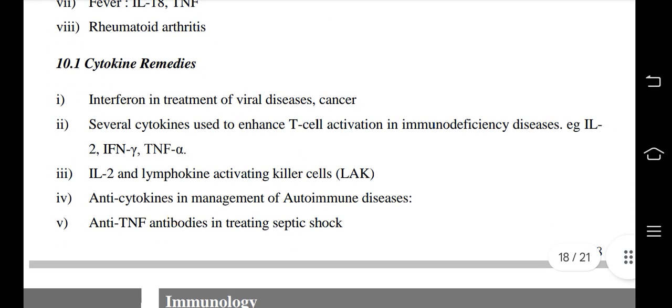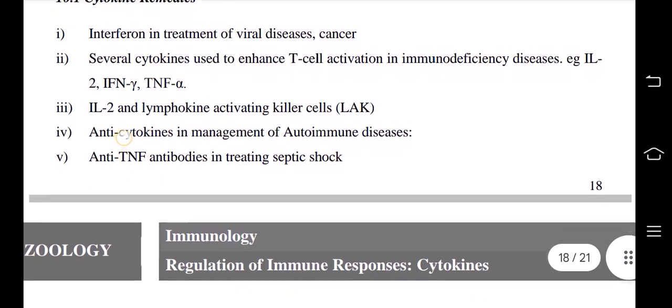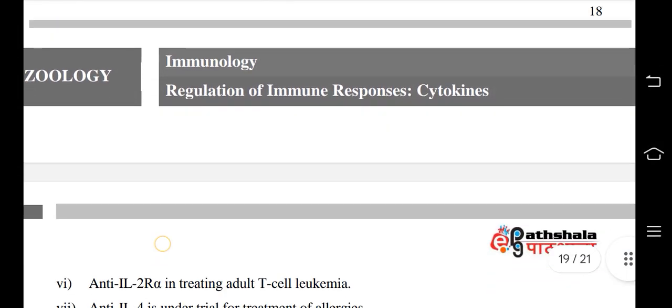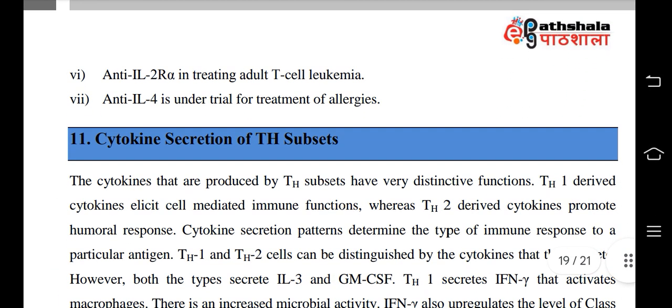Interferon in treatment of viral disease and cancer. Several cytokines used to enhance T cell activation in immunodeficiency disease: IL-2, IFN alpha, TNF alpha, IL-2 and lymphokine activated killer cells, LAK. Anti-cytokines in management of autoimmune disease. Anti-TNF antibodies in treating septic shock. Anti-IL-2RA in treating adult T-cell leukemia. Anti-IL-4 is under trial for treatment of allergies.